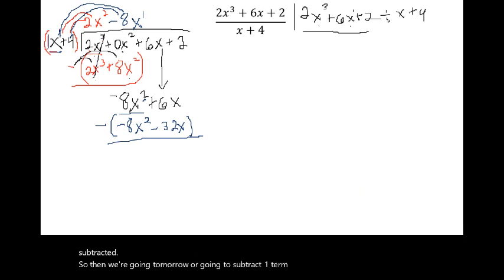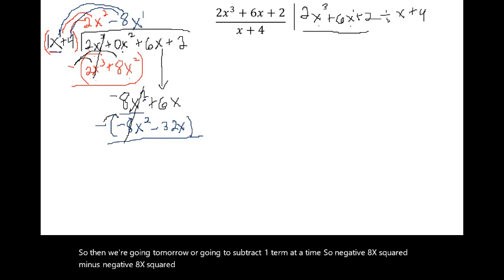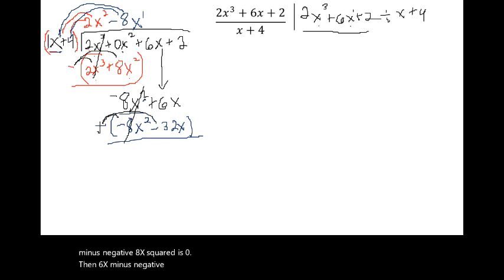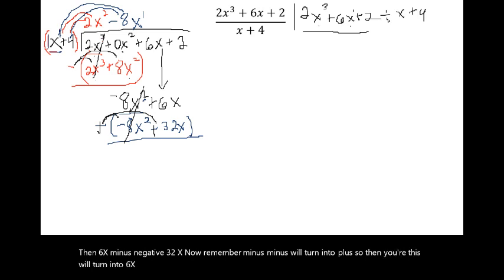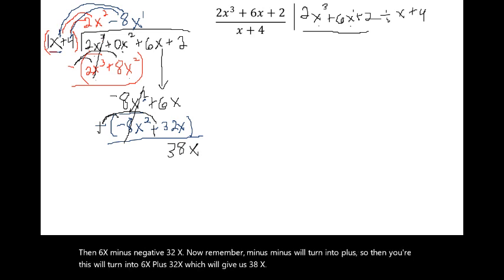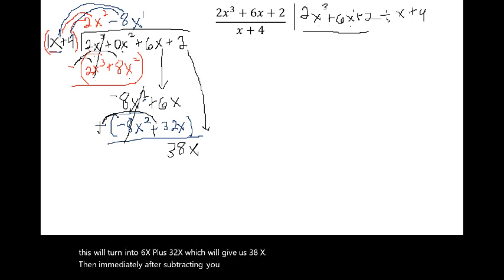So negative 8x squared minus negative 8x squared is 0. Then 6x minus negative 32x. Now remember, minus minus will turn into plus. So then this will turn into 6x plus 32x, which will give us 38x. Then immediately after subtracting, you are going to bring down the next term. So you're going to bring down the plus 2.